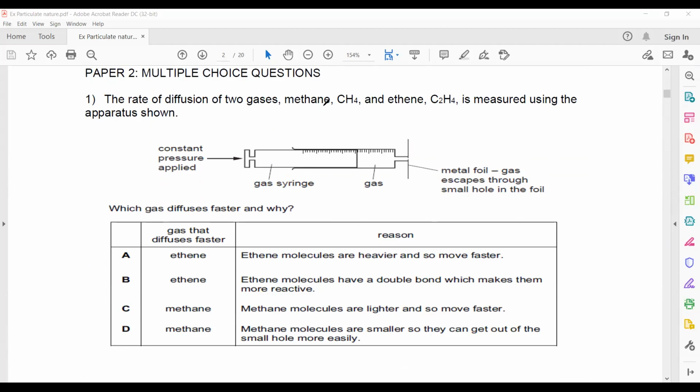The rates of diffusion of two gases, methane, CH4, and ethene, C2H4, are measured using the apparatus. Which gas diffuses faster and why? What you have studied till now, you have to use your understanding and answer. Everyone should participate. I will write the mass. Mass of carbon is 12 and mass of hydrogen is 1. You can take your time.